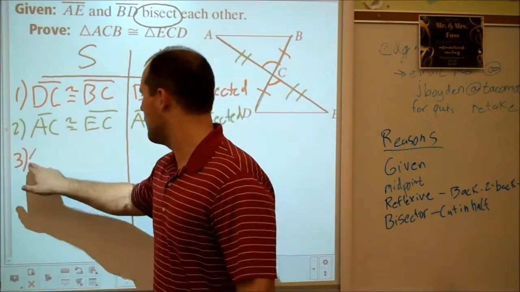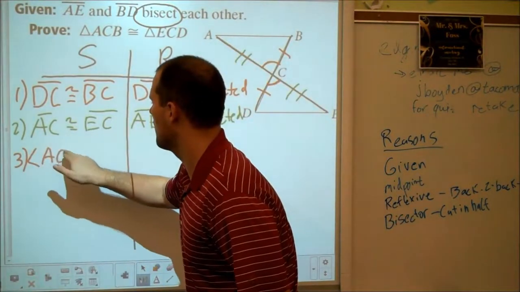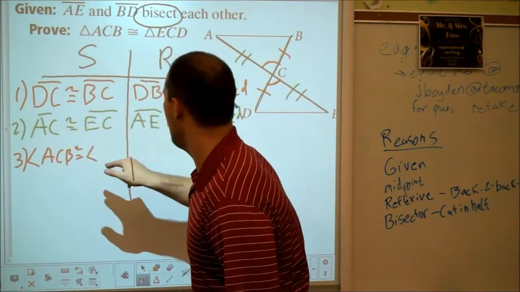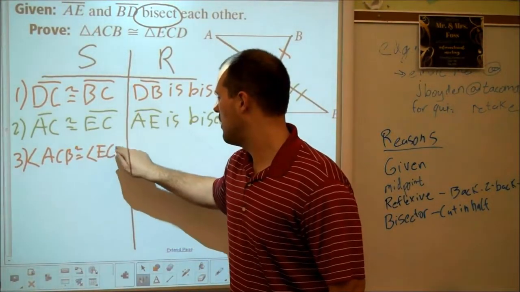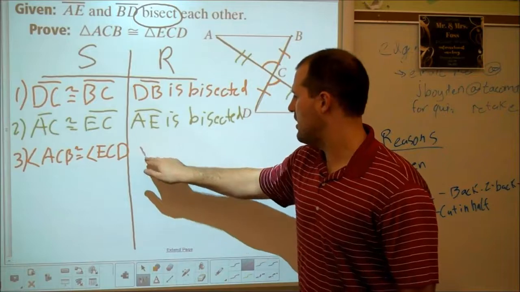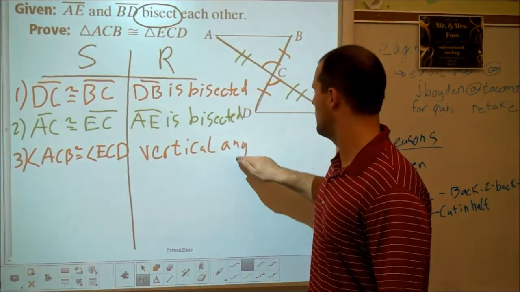Okay, here we go. What are the angles? ACB is congruent to angle ECD. How do I know? Because they are vertical angles.